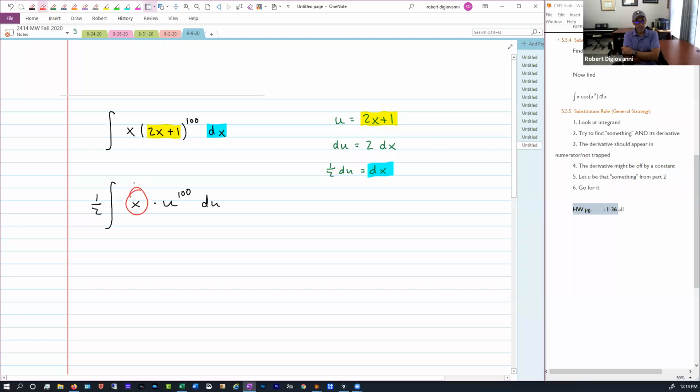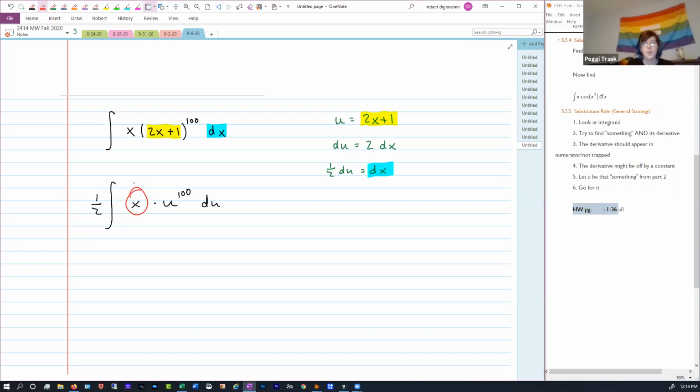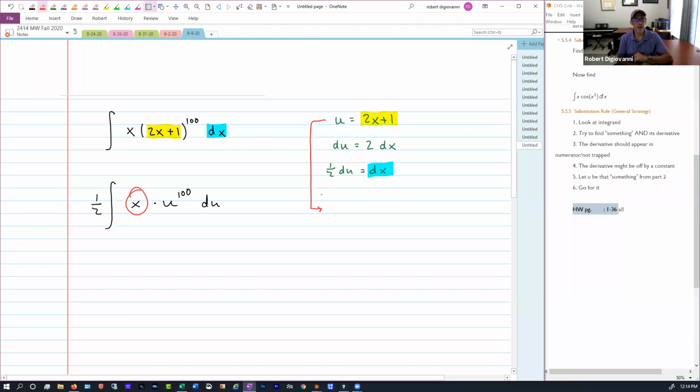So Peggy, is there anything that you know about x? Do you have any relationship between x and u? Anything that connects the two together? If you go to the u equals equation, you could arrange it to where it's like x equals something. Perfect. Solve that for x. Good. So I'm going to move 1 to the other side by subtracting. And then isolate x by multiplying both sides by a 1/2. Yes.